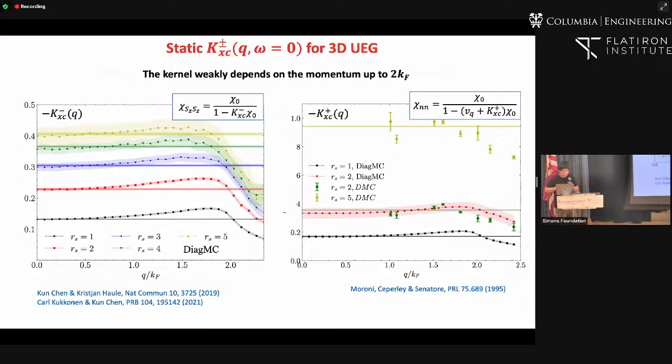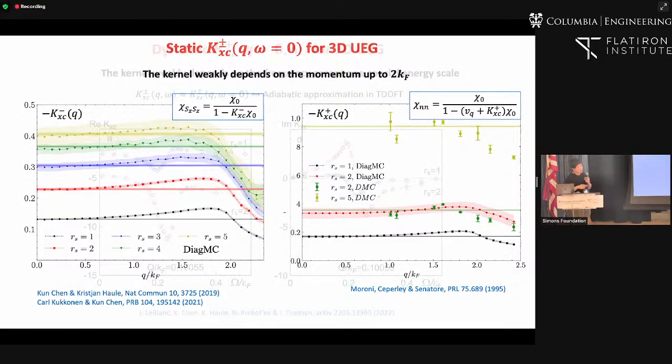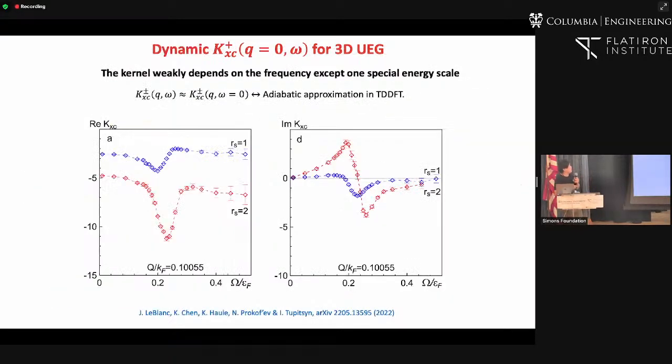And then we use the same technique to examine the frequency dependence of the kernel, basically at zero momentum and at a large frequency. With this kernel, in principle, you can calculate the dynamic charge response of materials, like the electron energy loss function.